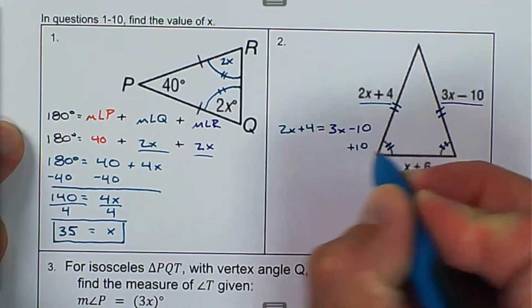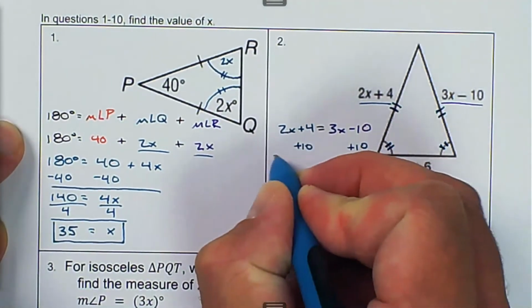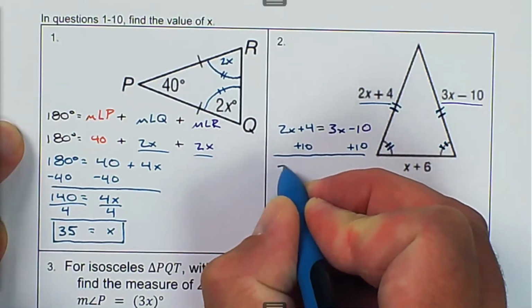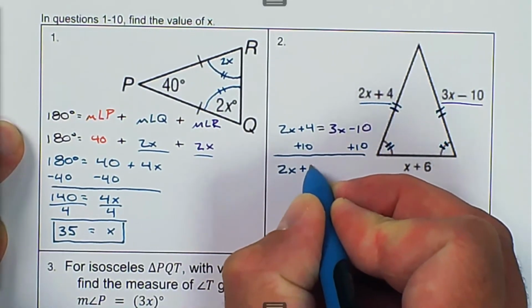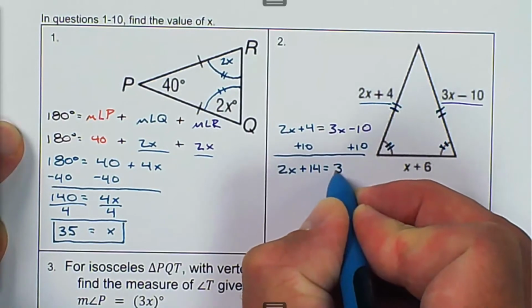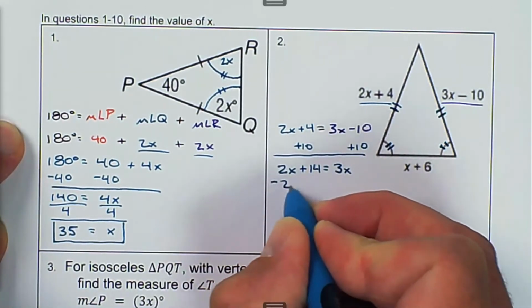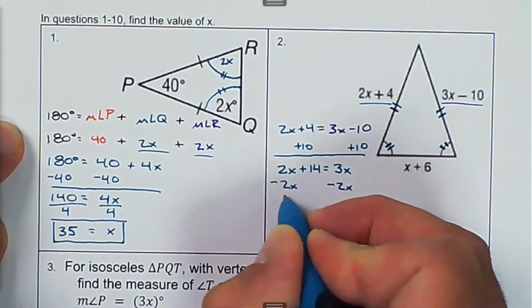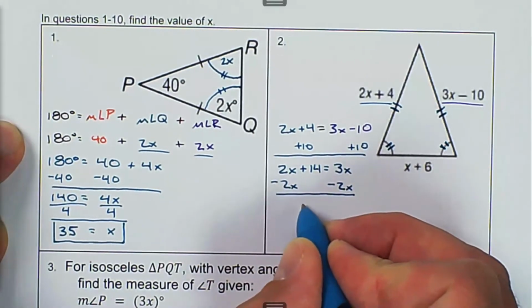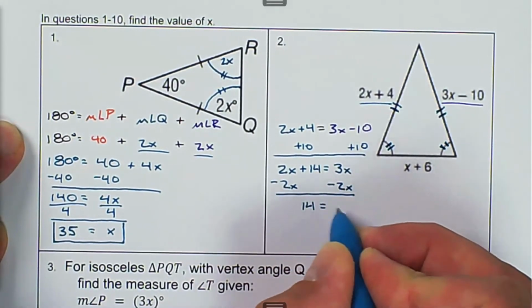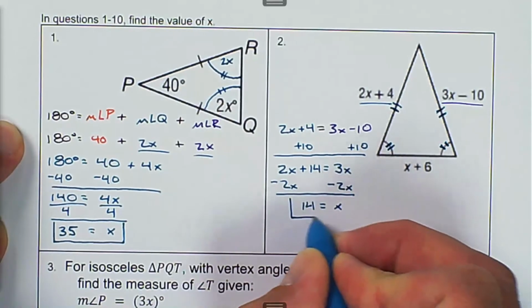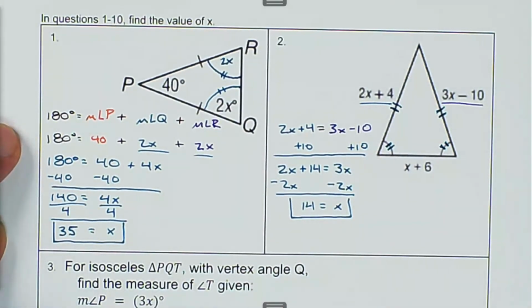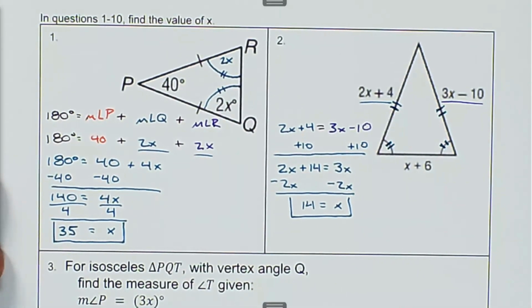We can add 10 to both sides of the equal sign, and we get 2x plus 14 is equal to 3x. We can subtract 2x, and we get 14 is equal to x. So that's our solution for that one.